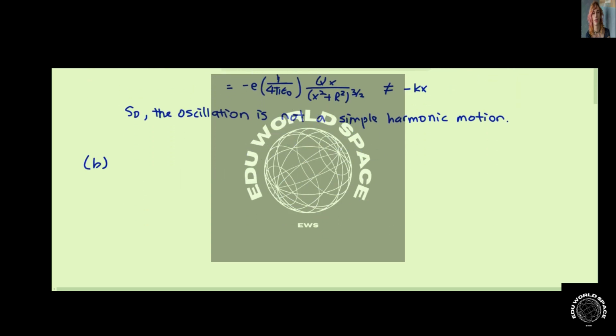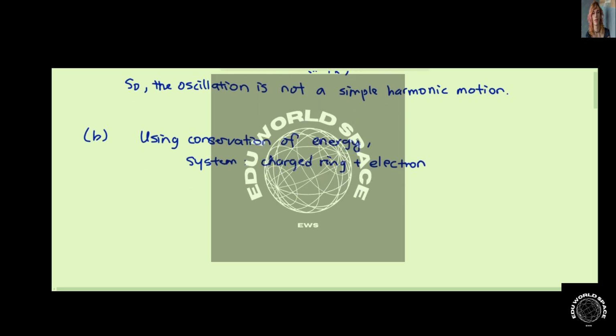And then in part B, to find the speed of the electron at the center of the ring, we're using conservation of energy. The system is the charged ring plus the electron. And then we have Ki plus Ui equals Kf plus Uf.